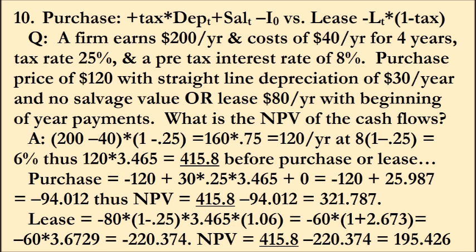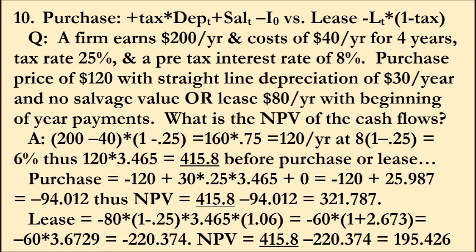With a purchase, we have the initial outlay of $120, no adjustments, and we're going to add back the tax savings on the depreciation and take the present value of that. Well, that's $25.9 minus the $120 is a negative $94. Adding it to our front end of the business of $415, net present value $321 for the purchase.